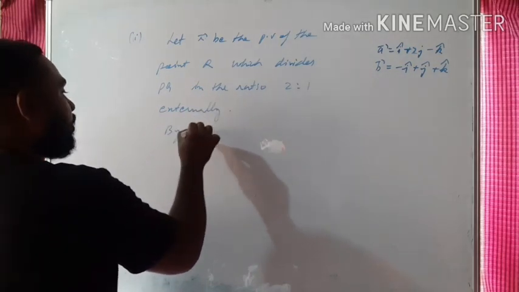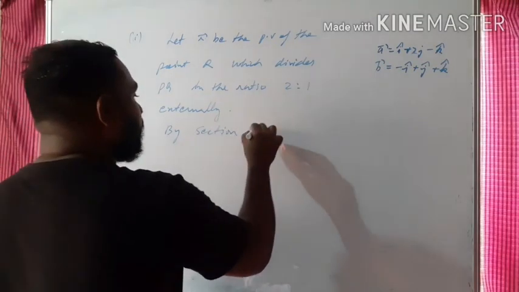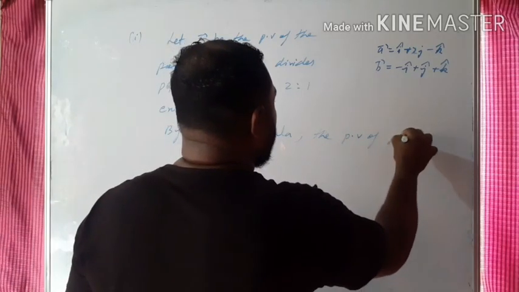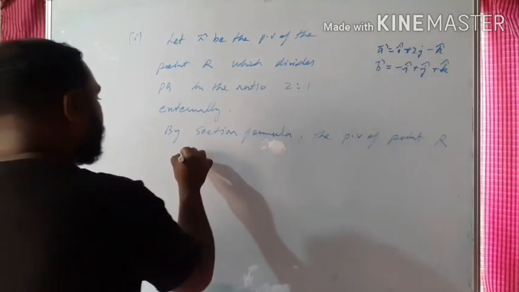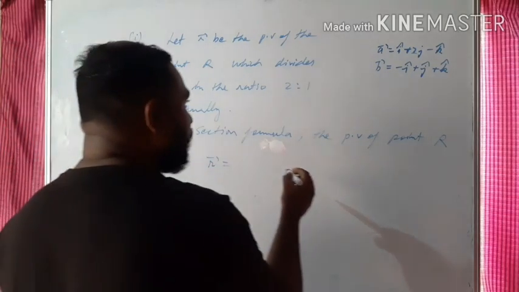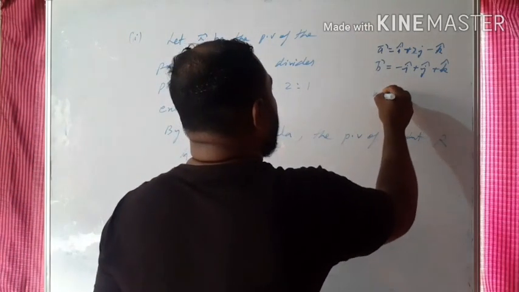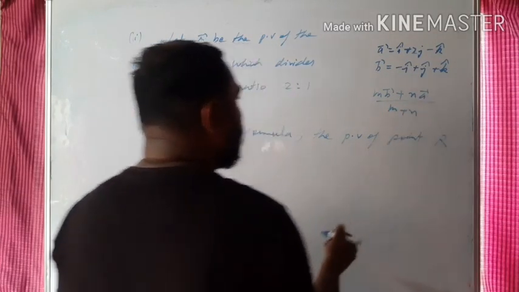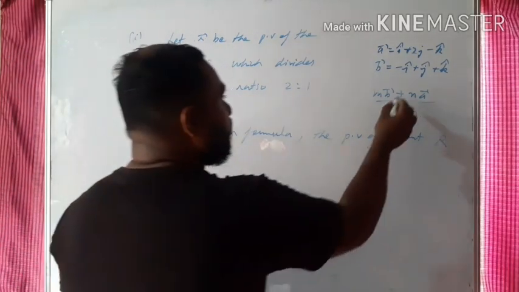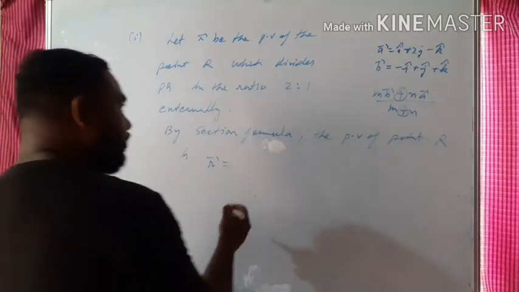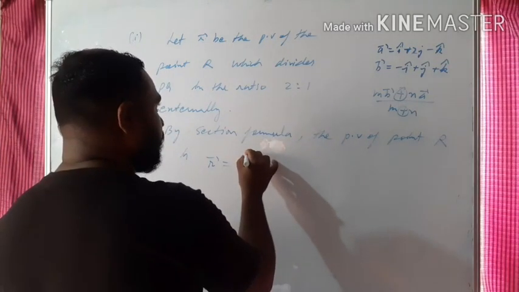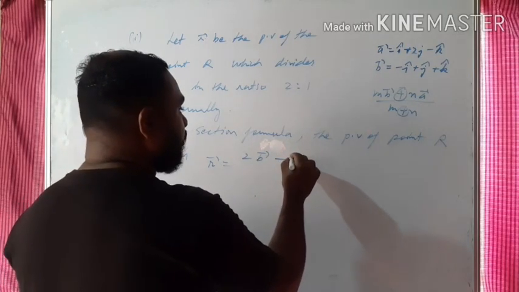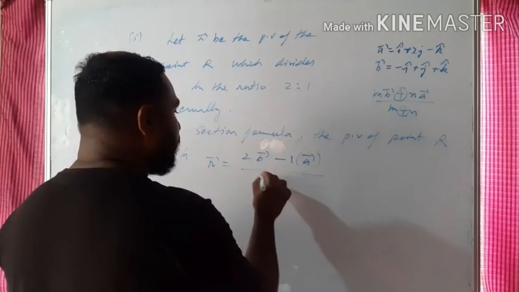Then the bisection formula: the position vector of point R is R bar equal to, for internal division, m into b plus n into a divided by m plus n, isn't it? Now for external, we will just write minus in place of plus. So it will be 2 into b minus 1 into a divided by 2 minus 1.